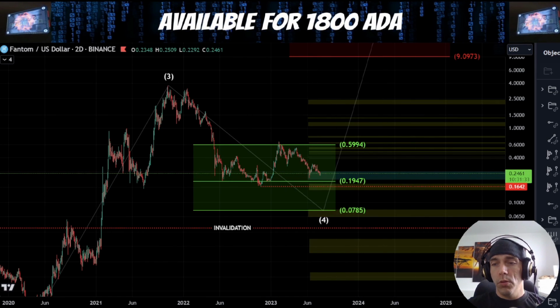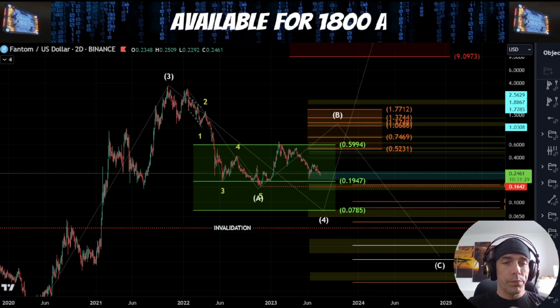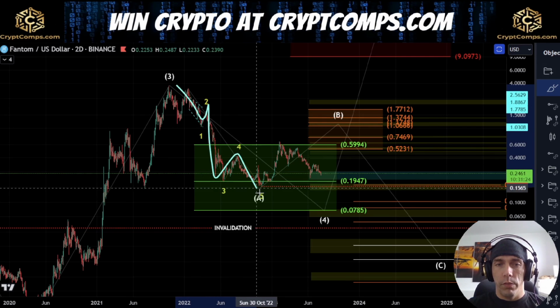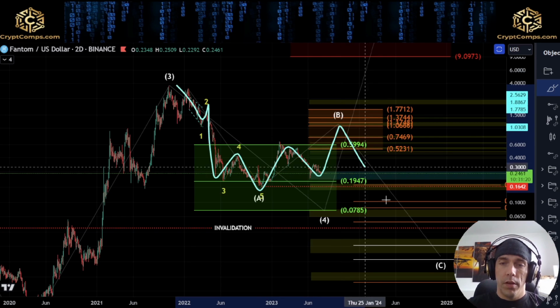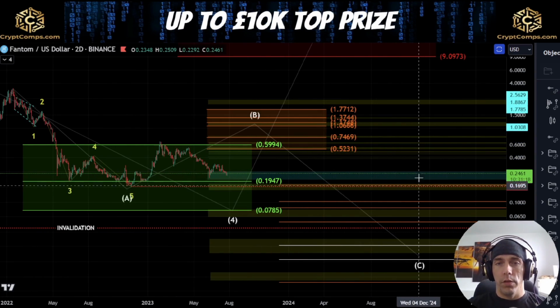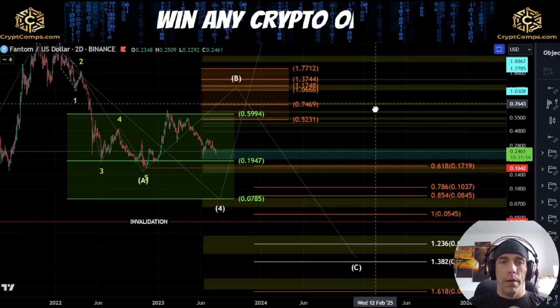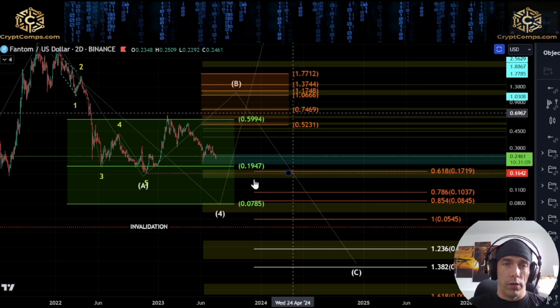Now, this fourth wave could look to form in a couple of ways here. So what we could actually argue is that within this count here, we have this completion and we have 1, 2, 3, 4, 5 into this point here. We're looking for a 3-wave move to the upside here, and then we're still looking for a C wave to the downside. So now looking at this area here, what we would be looking for as a potential rejection zone would be between this 52 cent and this $1.77.